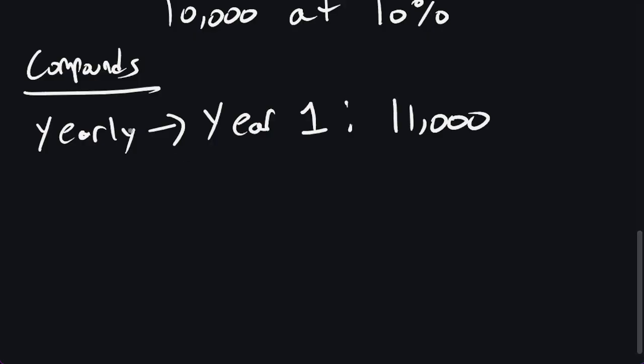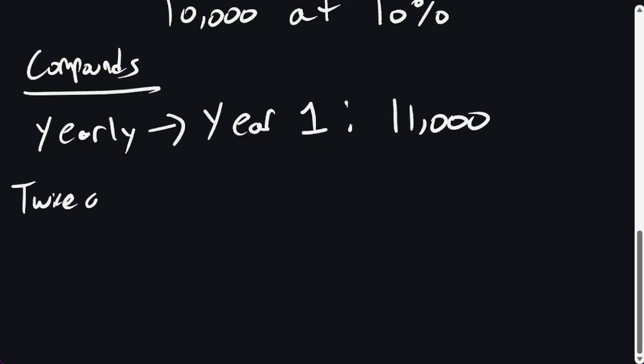But what if this compounds every 6 months? So twice a year. So we can say every 6 months, or we can say twice a year.